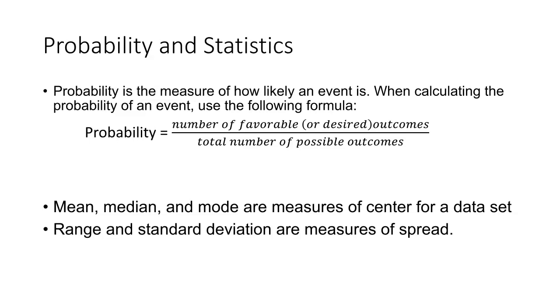But if the vast majority of my students scored a 70 or above on a test, okay, then my data is not going to be as spread out. That's going to be a smaller standard deviation. Okay, so those are your measures of center and spread, and again, knowing how those are affected by any given data set.